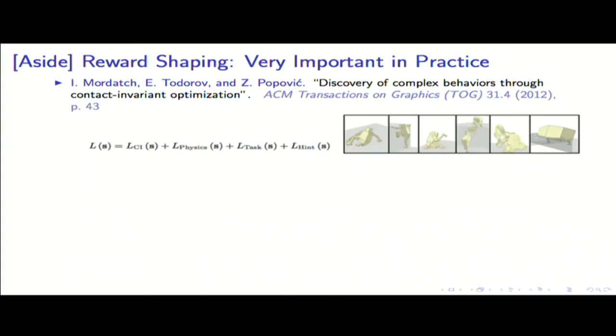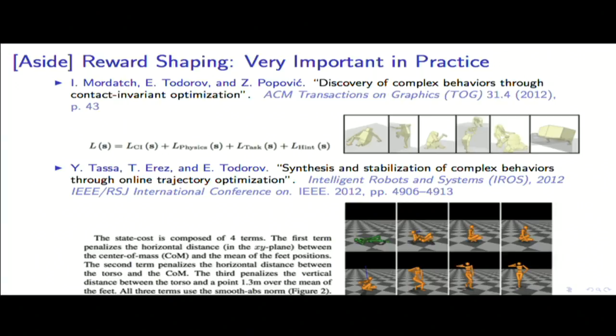Okay, so also here are just a couple. Reward shaping is actually very important in practice if you're trying to get an optimal control system to work. These two papers are not using reinforcement learning. They're using trajectory optimization. But these are two of the most impressive demonstrations of trajectory optimization on continuous control problems, like simulated robotics problems.